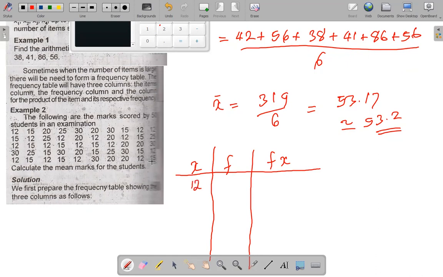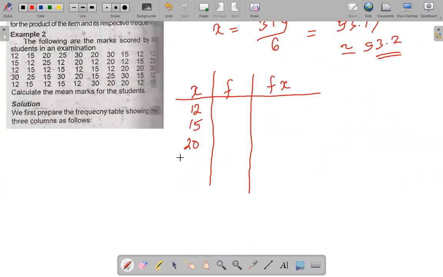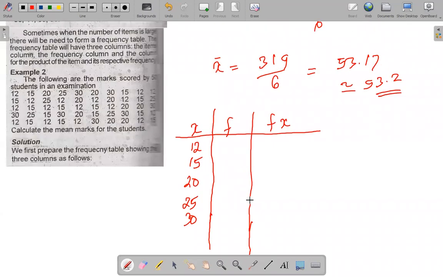Then the next one is 15. Then the next one is 20. The next one is 25. And then the last one there is 30. When we look at the data, we count how many times 12 appears in the data. How many times does 15 appear? How many times does 20 appear?